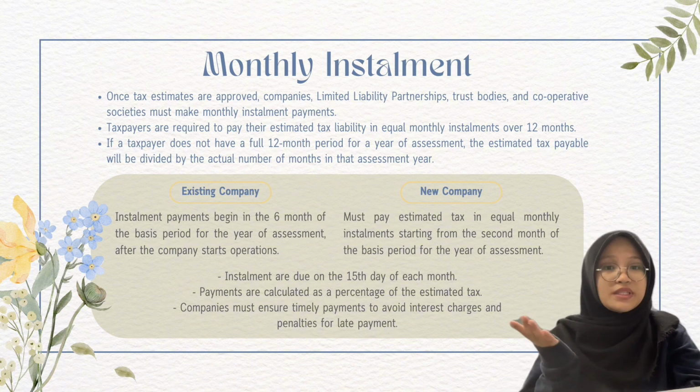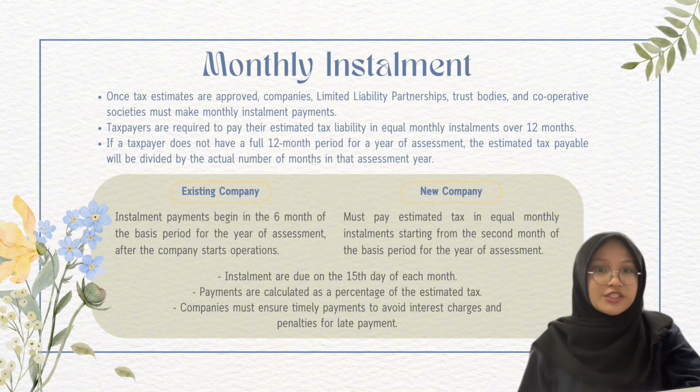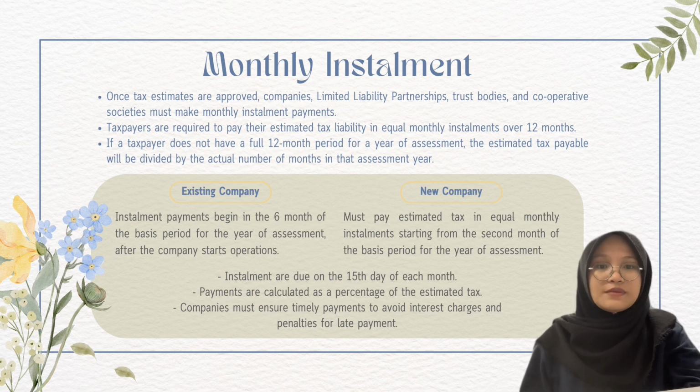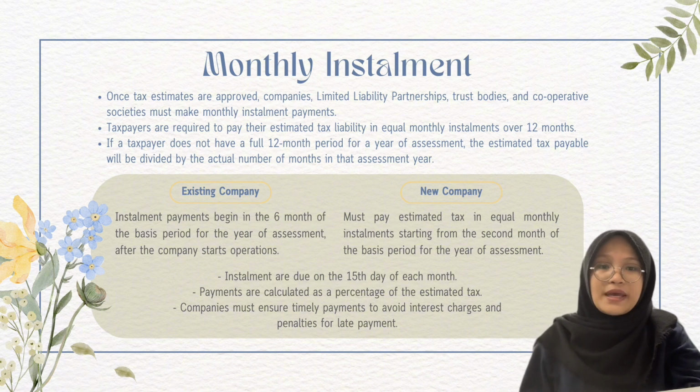For an existing company, installment payments begin in the 6th month of the basis period for the year of assessment, after the company starts operations. For a new company, they must pay estimated tax in equal monthly installments starting from the 2nd month of the basis period for the year of assessment. Both existing and new company installments are due on the 15th day of each month. Their payments are calculated as a percentage of the estimated tax, and they must ensure timely payments to avoid interest charges and penalties for late payment.